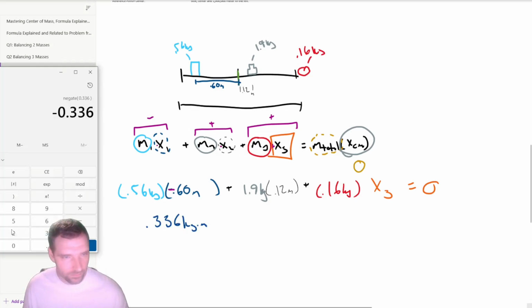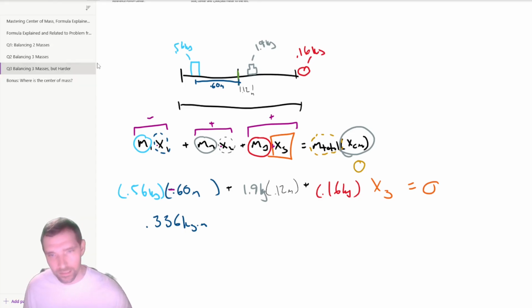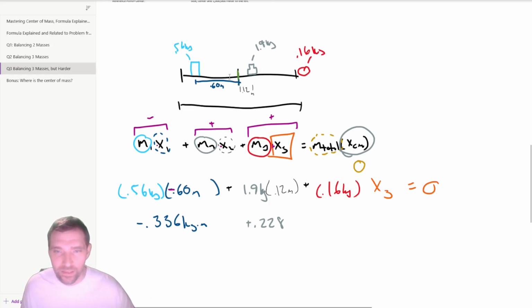And then we've got our 1.9 times 0.12. Yeah. So you can see right now that the positives are kind of losing to the negatives. Like the negatives are bigger, so you would have a negative center of mass currently. So we need to have this be a positive value to bring that center of mass to the center of this cart.